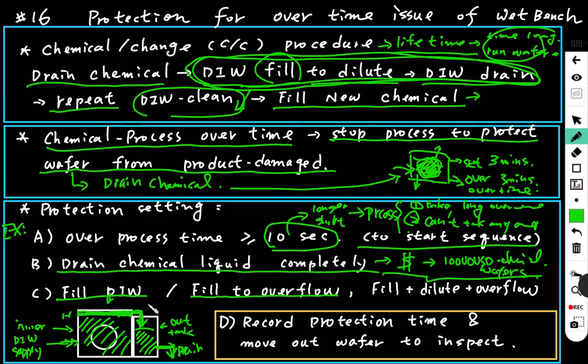This dilutes lightly to protect the wafer from atmosphere air particles that could damage the wafer. So we use the DI water overflow to dilute the chemical residue on the surface of the wafer and avoid the wafer surface contacting atmosphere air.